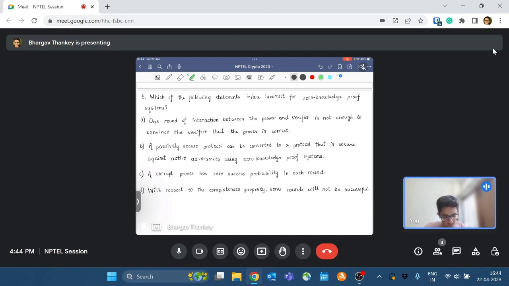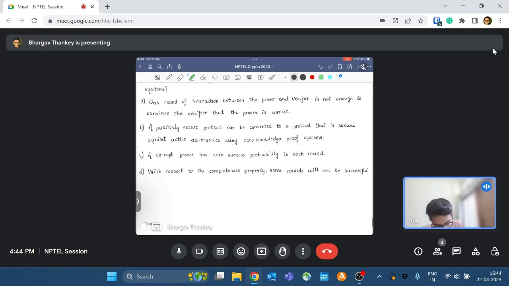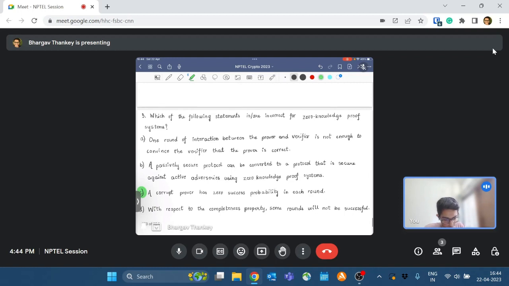Now about option C, a corrupt prover has zero success probability in each round. Well, this is false because we know that a corrupt prover would not succeed in convincing the verifier at the end of the protocol, right? But there are multiple communication rounds in the protocol, and in some of these rounds, the corrupt prover might succeed. It's just that it won't succeed in all the rounds together. So option C is false, and therefore we should pick it because the question asks us to pick incorrect options.